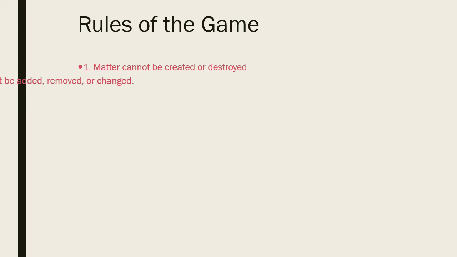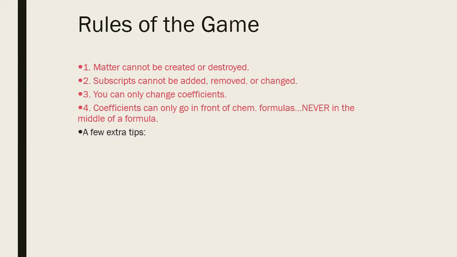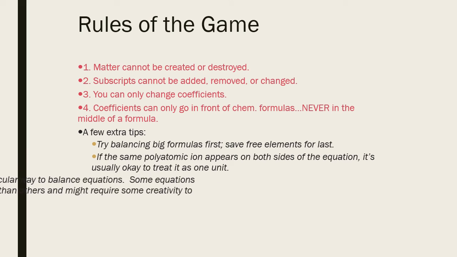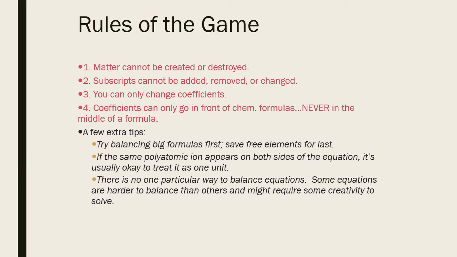Okay, so rules to balancing are as follows. You've got to make sure that matter, we don't make things disappear, we don't make things reappear. That's what this first rule is about. We're not going to change the little numbers. You cannot add them, remove them, or change them at all. Okay? You can add big numbers. That's a good thing. And the coefficients will go in the very front.